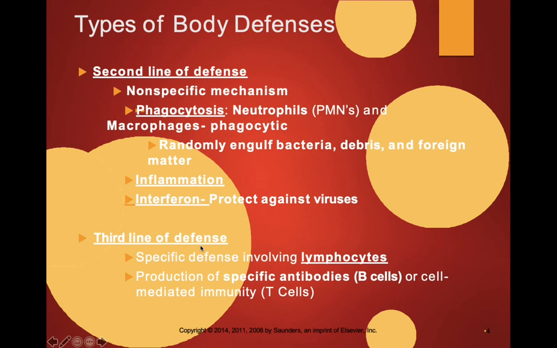Our third line of defense is a specific defense. This involves lymphocytes. Now, we'll show you shortly that lymphocytes can evolve and develop into B cells or T cells. B cells have the ability of producing specific antibodies, whereas our T cells act differently. They deal with cell-mediated immunity, which is very, very different than the B cells producing specific antibodies.